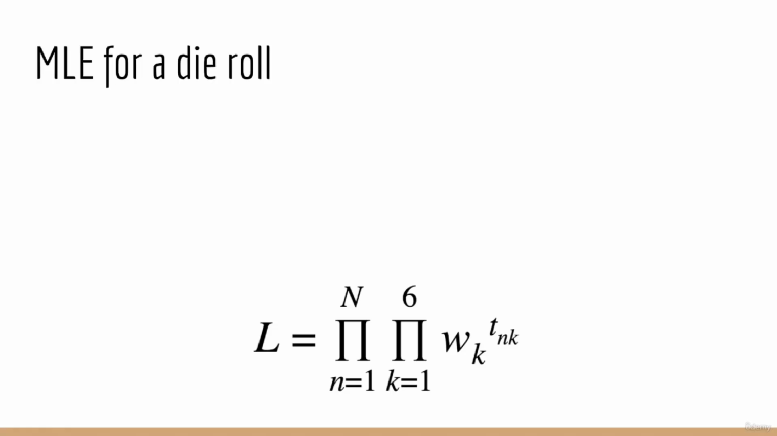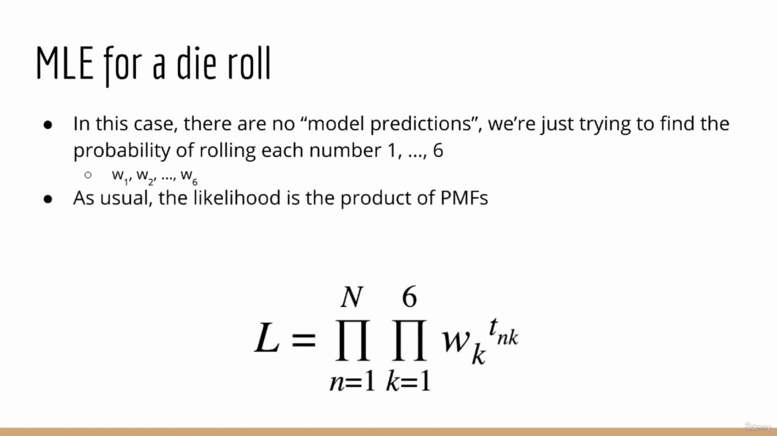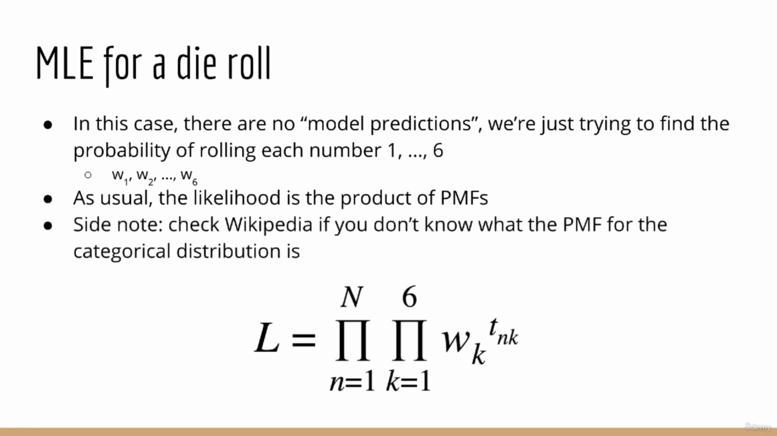Now, because this is a die, we don't have any model predictions, so there are no y's. Instead, we just have the probability of rolling each of the k values. Let's call them w1, w2, up to w6. Then our likelihood is written as follows. It's the product over all n and the product over all k of w sub k to the power of t of nk. By the way, it's good to remember that the likelihood is just the product of PMFs or PDFs for each of the n data points. So if you're not familiar with the PMF of the categorical distribution, please check out Wikipedia to remind yourself.